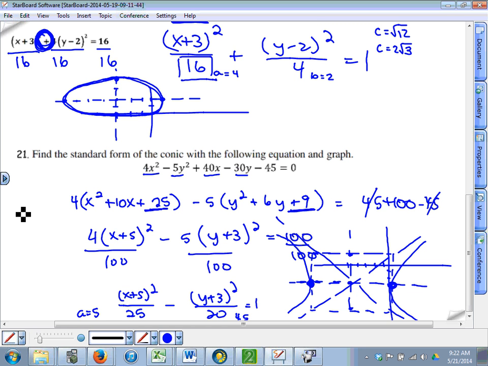What's the last piece we're missing? The two foci. This formula is c squared equals what? A squared plus b squared. So c squared is going to be 25 plus 20. So c squared equals 45. So that's 3 square roots of 5, plus or minus. You'd have to place those on the graph.